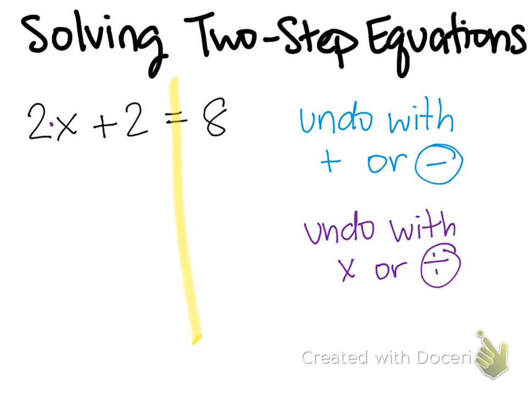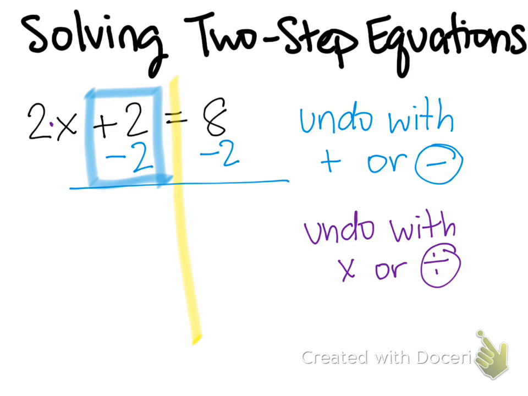If I undo with subtraction, I need to subtract 2 from both sides. And I know I'm subtracting 2 because when I draw my box, I can see that inside my box I have plus 2 and minus 2, and that will cancel out to 0, which will leave me with 2 times x on this side. 8 minus 2 is 6.